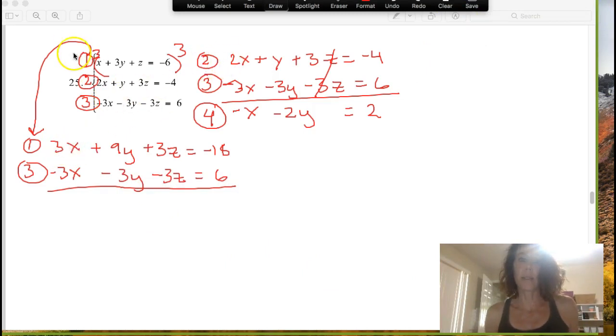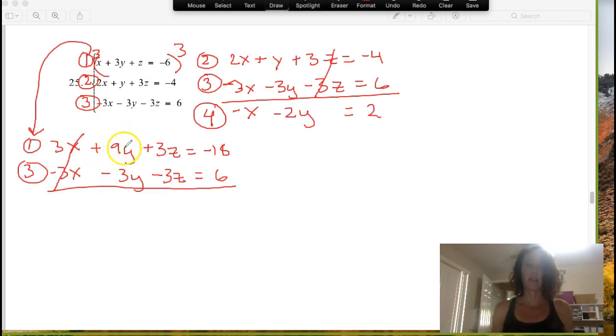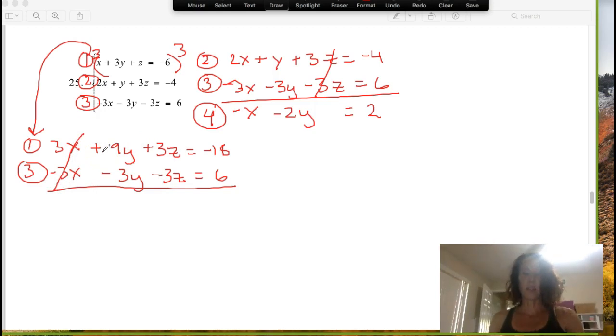Okay, so I did equations 2 and 3. I picked those two, and I got the z's to fall out. So I need to pick a different two equations to get the z's to fall out, and I picked 1 and 3. I multiplied equation 1 by 3 so that I have 3z here. Now I'm going to go ahead and add. And look at this. When I add, the x's also fall out. That's kind of handy. That's going to make it so I don't have to do as much work here.